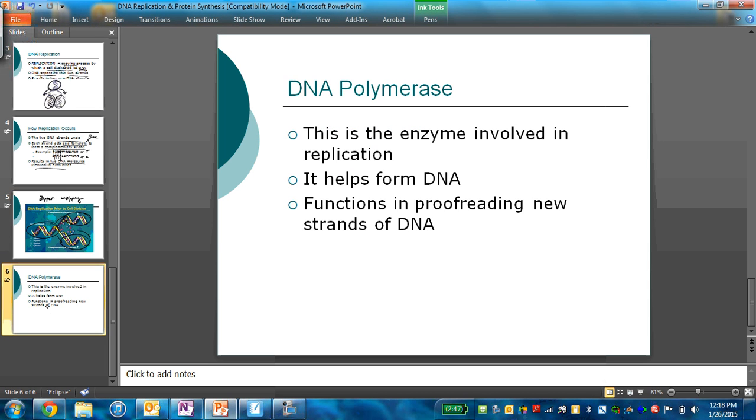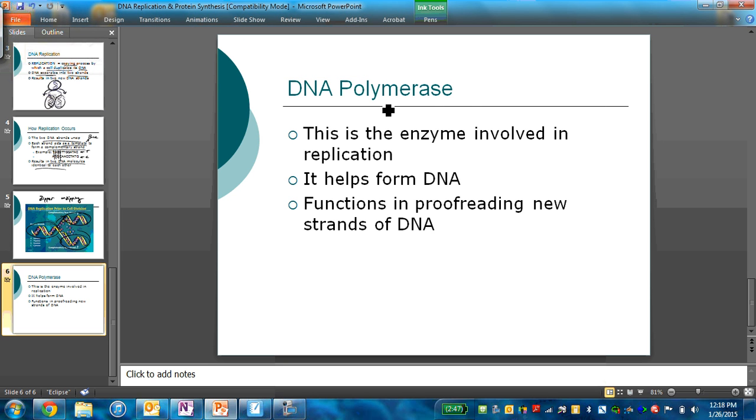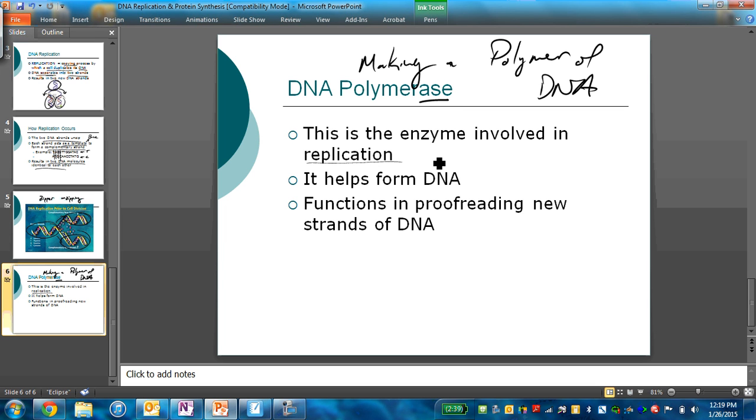Okay? The main enzyme that is involved in this is called DNA polymerase. We're making a polymer, a polymer of DNA. So this is the enzyme that does that, DNA polymerase. The enzyme is involved in replication, and it helps form new DNA. It also proofreads the DNA and looks for mistakes. If any mistakes are made in the process, it will fix those too.